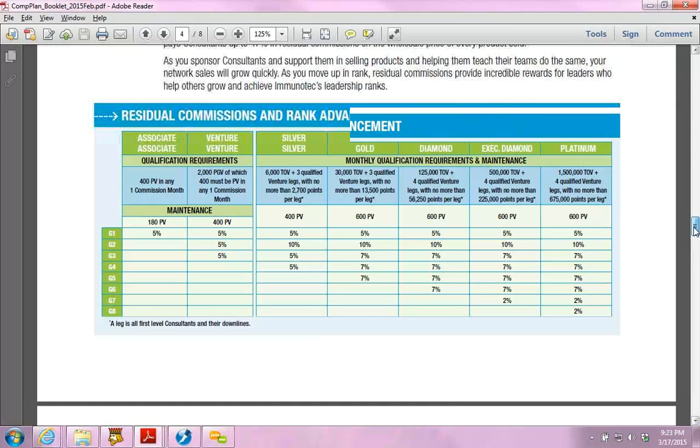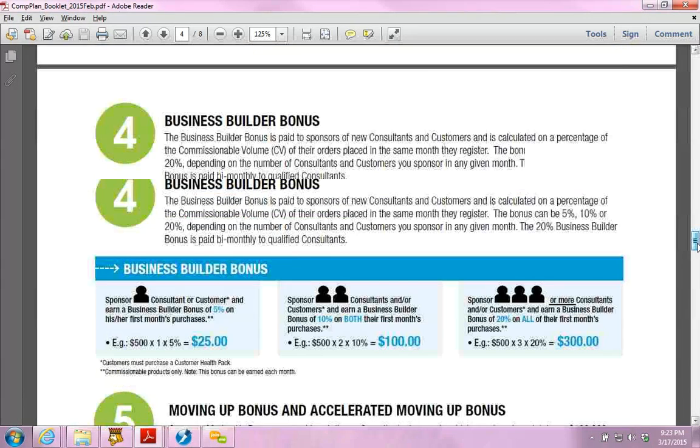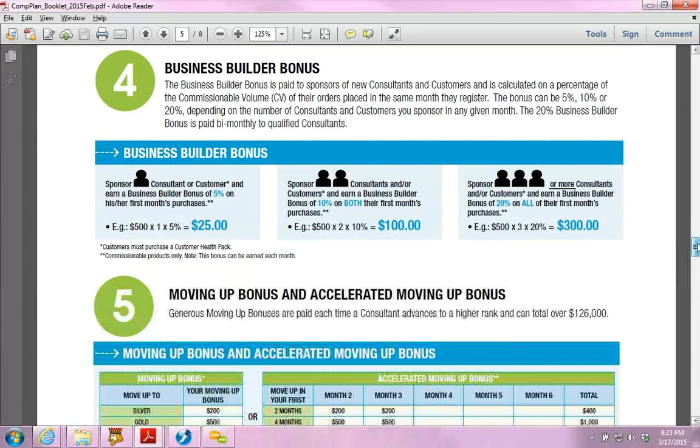Let's jump for a minute and talk about Business Builder Bonus, and then we'll talk about how you get to be silver. Business Builder Bonus is paid on the packs, the new sign-up starter packs that any consultant buys, and it's also paid on the Immunocal packs, health packs that your customers can buy.